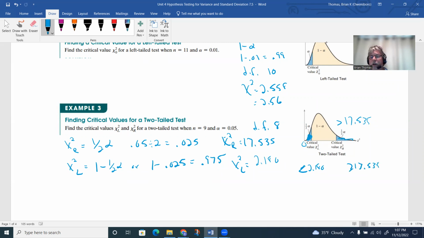So we have to pay attention to our inequalities there. Again, in this one, you're going to have to find your test statistic as well. So that's probably what we're going to be moving into now, is finding what the test statistic is.